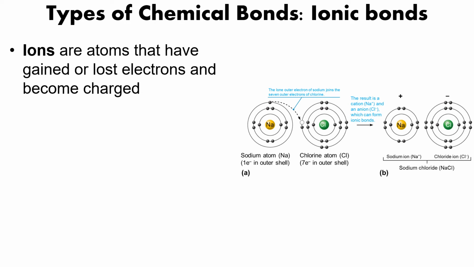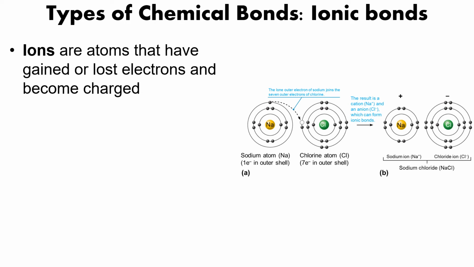Ions are going to be atoms that have gained or lost an electron. And when that happens, they become charged. So they either have a positive or a negative charge. Now, the reason why they have a charge is because if you gain something that's negative or you give away something that's negative, that's going to affect your charge.